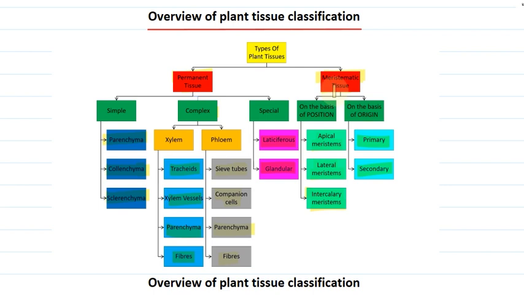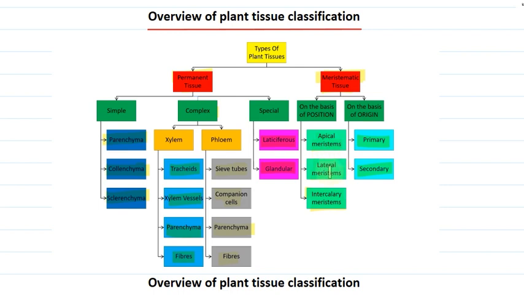Meristematic tissues are those tissues that divide throughout their life. These tissues can be divided on the basis of their position into three types. One is the apical meristems, which occur at the growing tips of roots and shoots and help in increasing the length of roots and stem. Then there are lateral meristems.